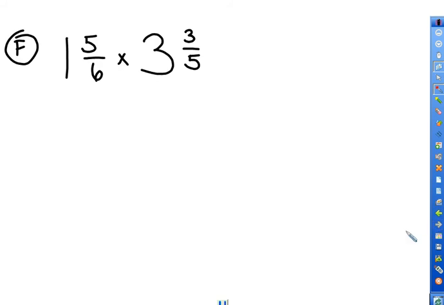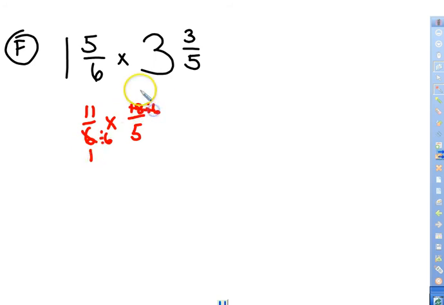Let's try one more. Go ahead and solve this. So again, we've got to make them improper fractions. So 6 times 1 is 6, plus 5 more is 11 over 6, times 3 times 5 is 15, plus 3 more is 18 over 5. Now we can look to cross reduce, and 6 and 18, this divides by 6 to give me 1. 18 divided by 6 gives me 3. And so now 3 times 11 is 33, and 1 times 5 is 5.